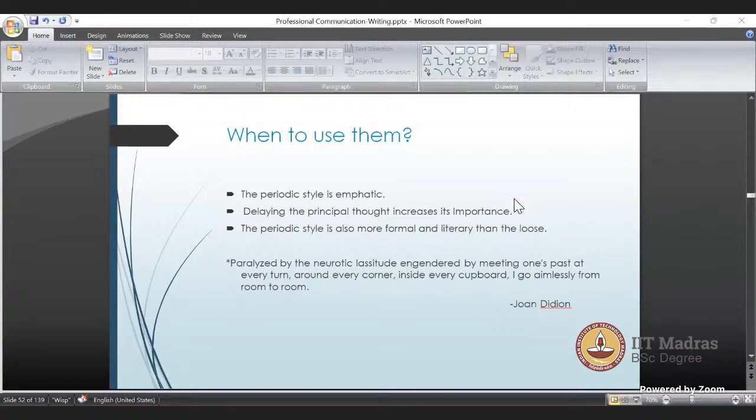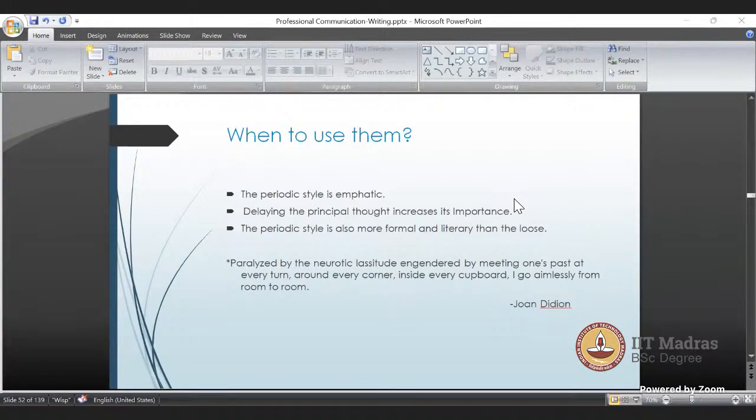So this is more formal and more literary in nature than your previous loose structure. This looks more formal and sounds better and apt for a formal writing style. Right, so look at the sentence: paralyzed by the neurotic lassitude engendered by meeting one's at every turn, around every corner, inside every cupboard, I go aimlessly from room to room. Obviously, the main point is I go aimlessly from room to room. And that has been placed at the end to tell you that this is the important part. This is what we want you to pay attention to. The emphasis is laid on that.